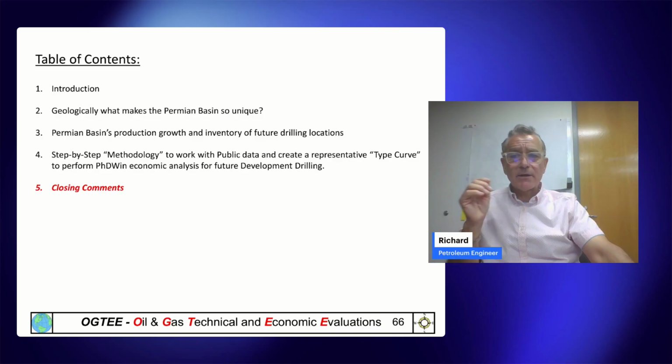Now, all I'm left with is the closing comments. We've gone through the intro, we've gone through geologically why, we've gone through the USGS's assessment units for the various horizons that exist in the Permian Basin and the future drilling locations. We've gone through a step-by-step methodology about how to manage data and put together a representative type curve and run the economics for it. And now we're down to the closing comments.